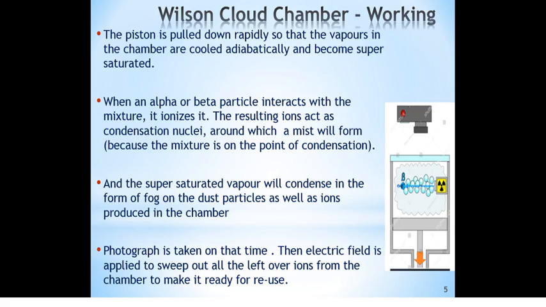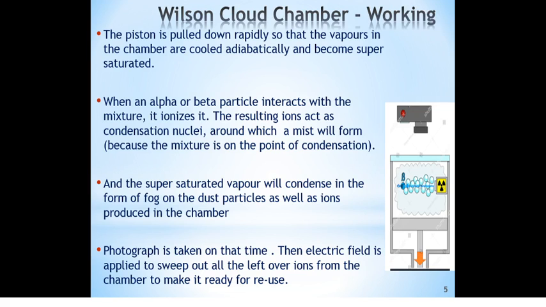So first what we are doing is that the piston P is moved suddenly down. Here you can see an arrow. So the piston is moved down. So adiabatic expansion takes place inside this so that the temperature decreases, and at this reduced temperature the mixture inside the chamber will become supersaturated with the vapor and remains there without any condensation of the vapor, so that the mixture is ready to condense, but no condensation has occurred till now.